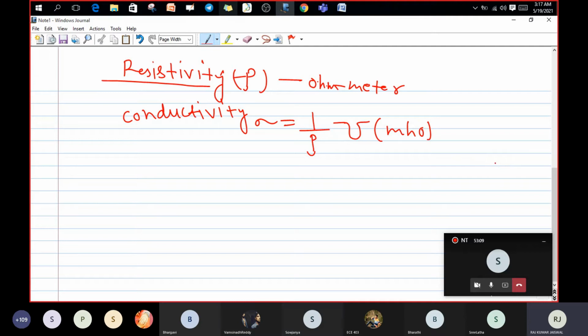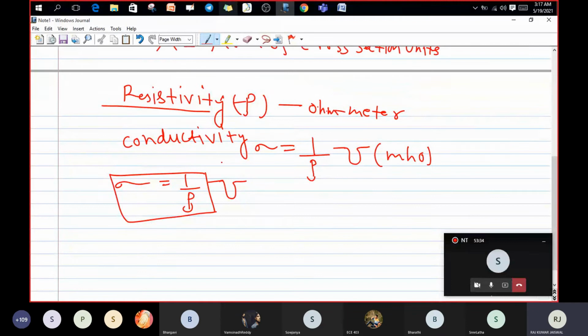Okay, is it clear? These things you have to remember, all the formulas. Remembering formulas is very, very important. Ohm, mho, okay? Conductivity. Resistivity is just the opposite of conductivity, as one of the students replied in the meeting. Okay, guys, is it clear up to here?